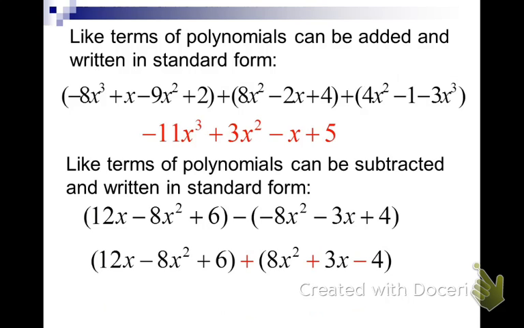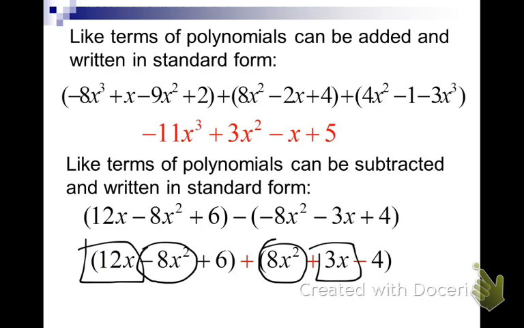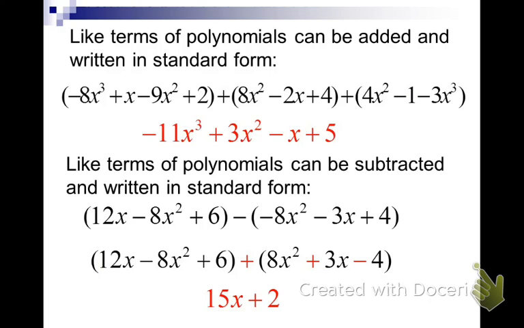Once we have distributed the negative sign through the parentheses, then we're just going to add the polynomial just like we did in the previous example. So I'm going to go ahead and add up the quadratic terms. In this case, I've got a negative 8x squared and a positive 8x squared. Those are going to cancel out to nothing. I'm going to add up the linear terms. I've got a positive 12x and a positive 3x. That's going to make 15x. And then I add up the positive 6 and the negative 4. So I end up with 15x plus 2.